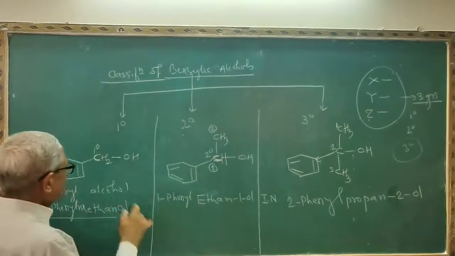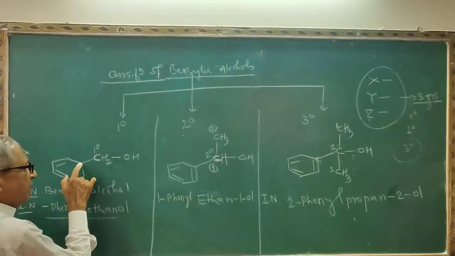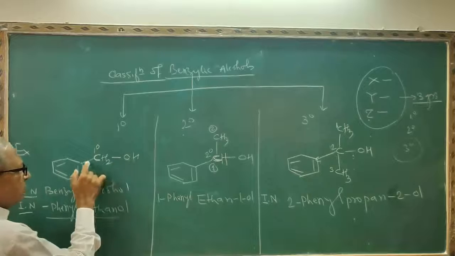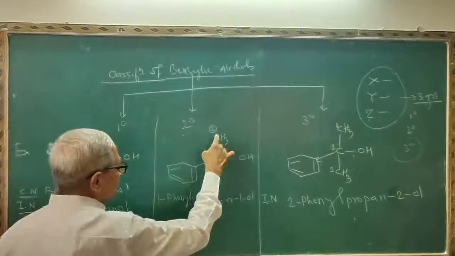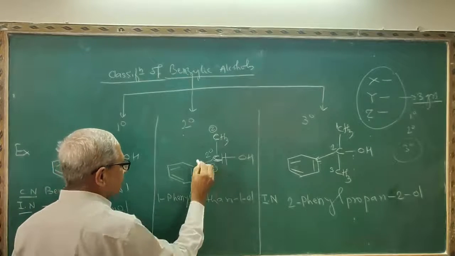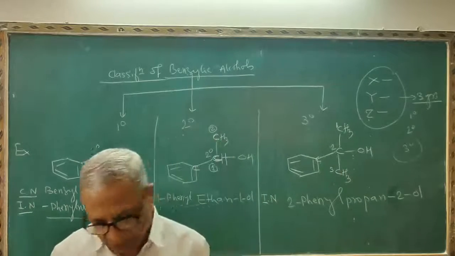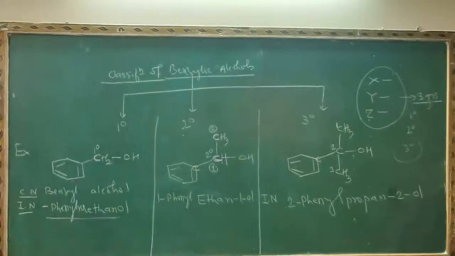In this case, the carbon atom must be benzylic, attached to only one other carbon atom. Therefore, this is a primary alcohol. Attached to 2 other carbon atoms. This is first and this is second. Attached to 3 carbon atoms. So we completed the classification here.